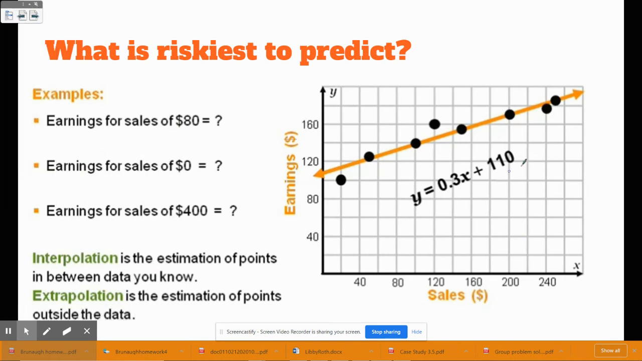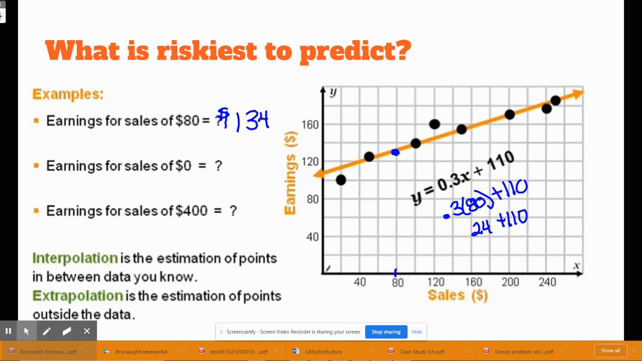They give us the trend line equation, and they want to know what would the earnings for sales be for $80. So if you have $80 in sales, what would the earnings actually be? Well, that was a point they didn't have. So what we can do is plug in 80 for x, and we can interpolate because it's in between the points. 0.3 times 80 is 24 plus 110. And we're interpolating that it would be $134 earnings.